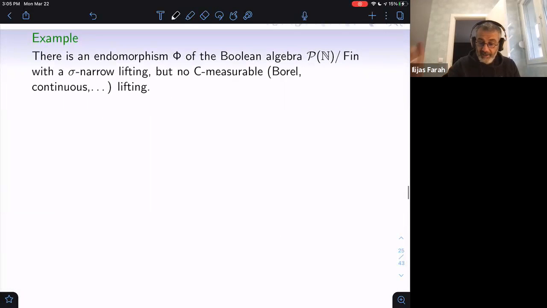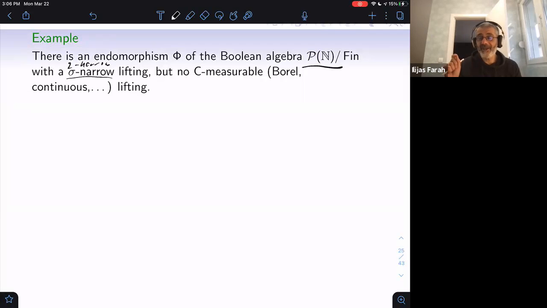Right, so as I said, there was an example that I owed you, and this is not what I claimed last time. Let me first show it and discuss what I said last time. So the claim is there is an endomorphism phi of the Boolean algebra P of N mod fin, which has sigma narrow lifting. Actually, we can do better. It has really what you could call two narrow lifting, that there are just two Borel functions that together cover the graph of the lifting. But that endomorphism doesn't have a C measurable or Borel measurable or continuous, basically any reasonable lifting.